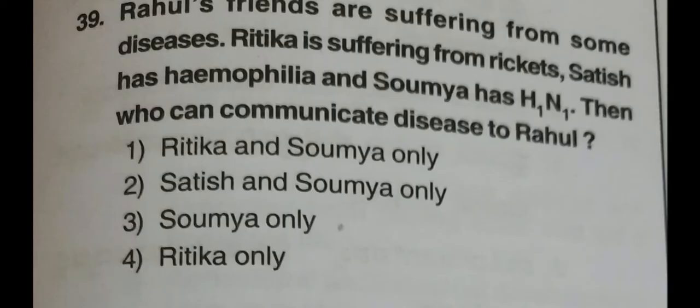Rahul's friends are suffering from some disease. Ritika is suffering from rickets. Satish has hemophilia and Soumya has H1N1. Then who can communicate disease to Rahul? That is Soumya only. H1N1 is an air transmitting disease and other diseases cannot be spread by air. And hence Soumya can only communicate the disease to Rahul.